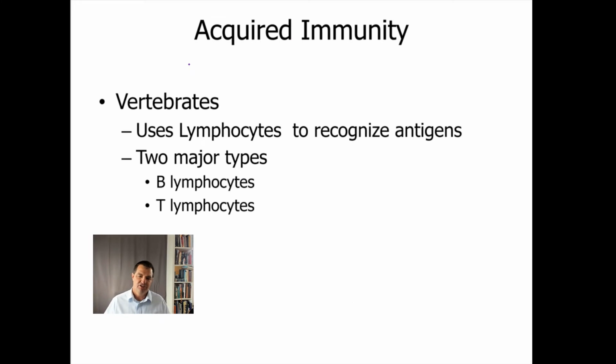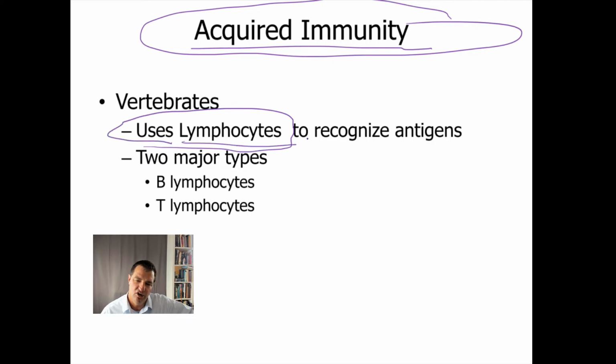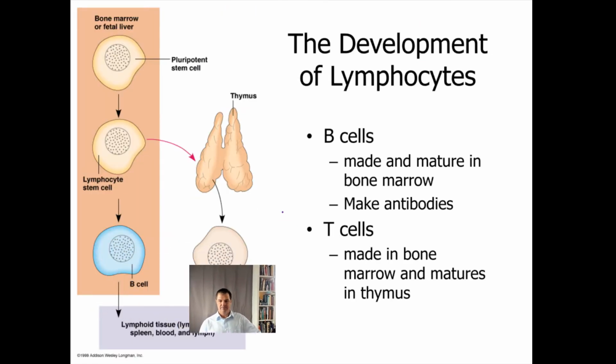Okay, now the next thing we'll talk about, which is related to the class 1 MHC, is the idea of acquired immunity. And just like it sounds, acquired immunity is something that you acquire. In vertebrates, we use another kind of white blood cell that I don't think we've talked about yet, called lymphocytes. Lymphocytes come in two forms. There are B lymphocytes and there are T lymphocytes.